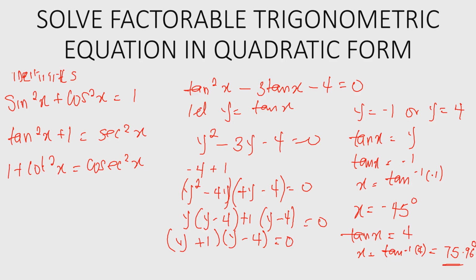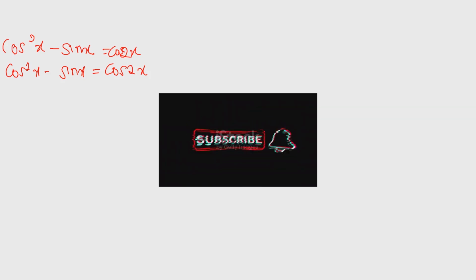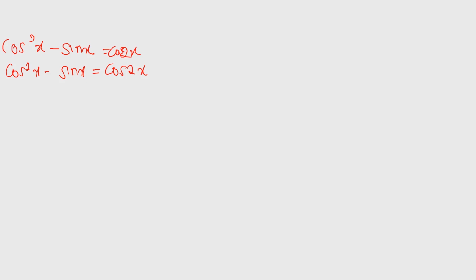Let's look at another example. Cos square x minus sine x is equal to cos 2x. This is an equation that you have to solve. So how do you go about it? Now you discover that in this equation we have cos square, we have sine, and we have cos 2x. You discover that there are two different functions here, sine and cos. For you to be able to solve it in quadratic form, you have to make sure that you only have one of the trigonometric functions, which is either you eliminate the cos to remain only sine, or you eliminate the sine to remain only cos.